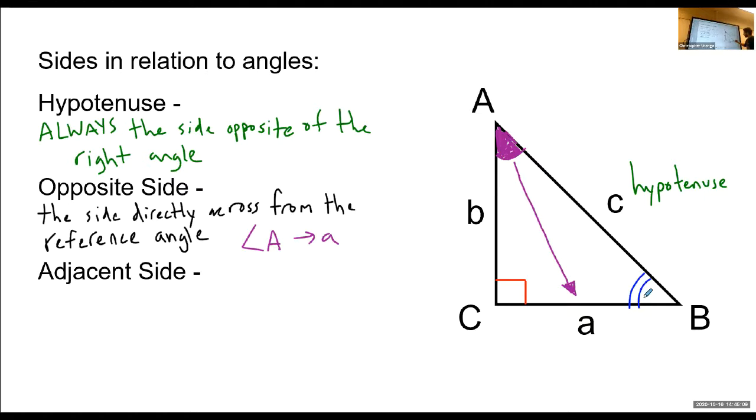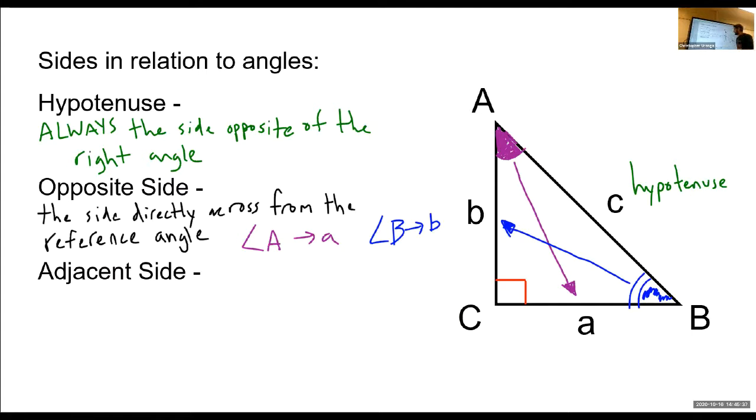What about for angle B? If we look at this one right here, which side is directly across? I always draw my arrow so I can see it clearly. The side that is directly across from angle B would be side lowercase b. So that would be my opposite side if my reference angle was angle B. So as you can see, the opposite side can change depending on your reference angle.